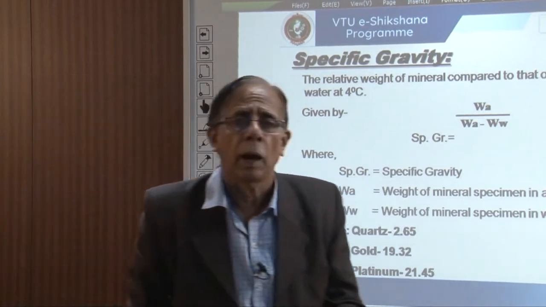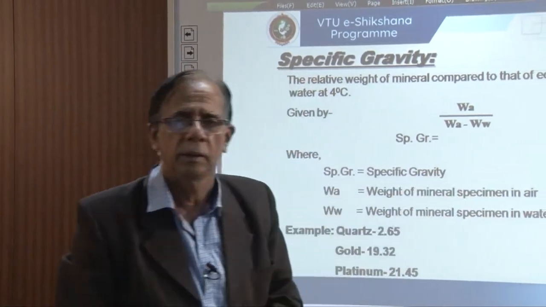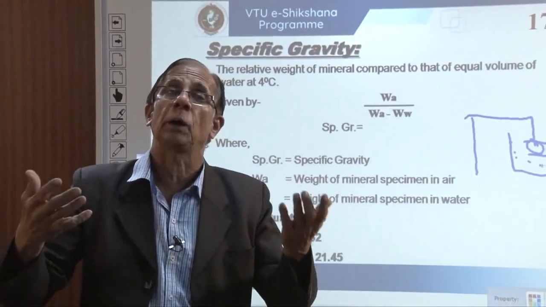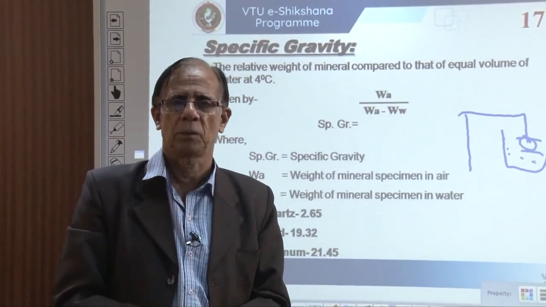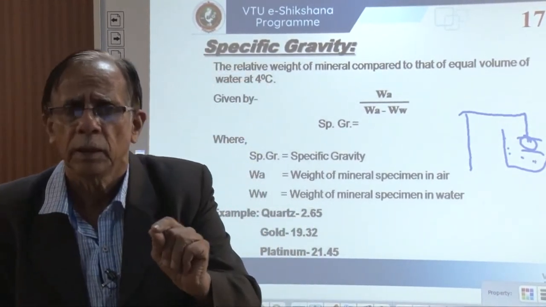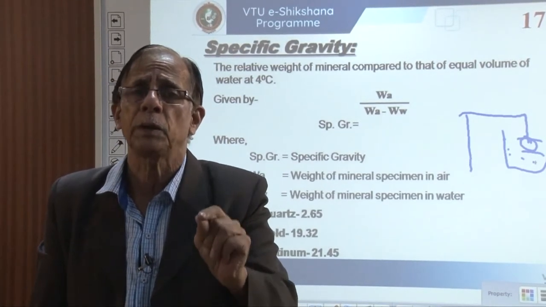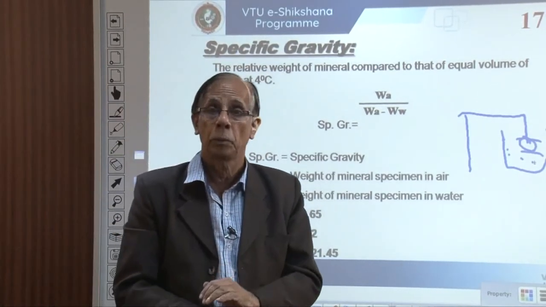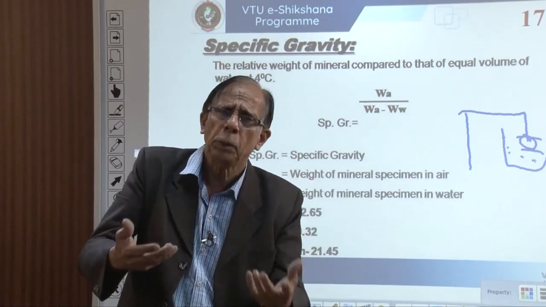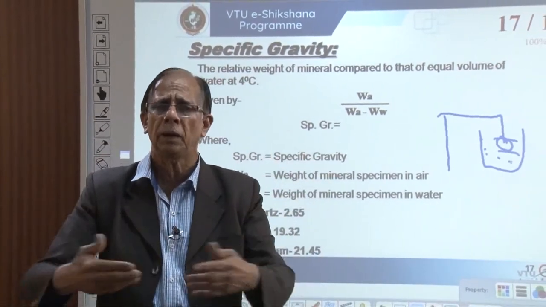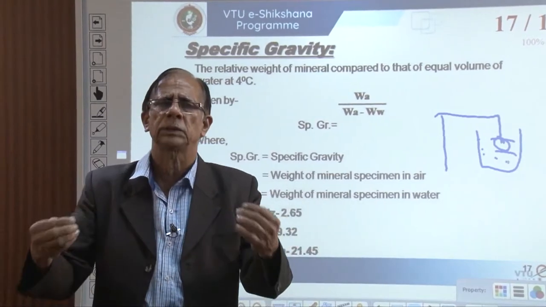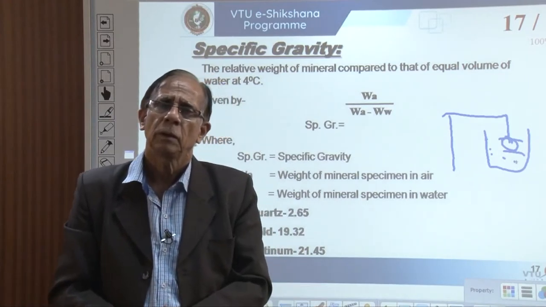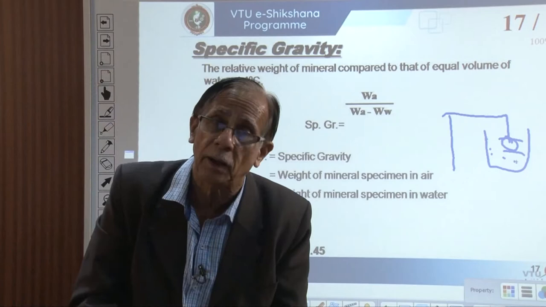In the laboratory, I need not try all this technique. I just simply lift the mineral and feel, compared to its size, is it heavy, is it light? For example, barite is a mineral having specific gravity 4.5. A marble piece also in all respects looks like barite. Whether it's shining, whether it's the color, everything looks similar. Then how do I distinguish barite and marble?